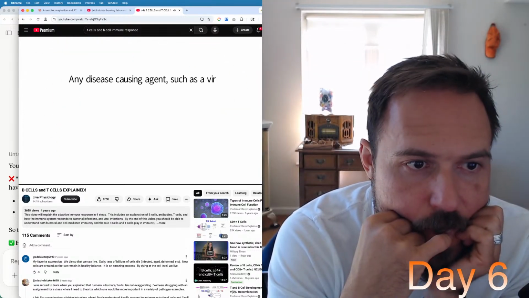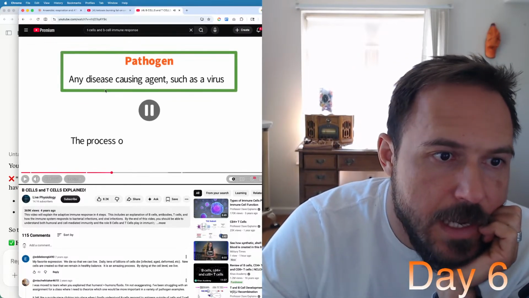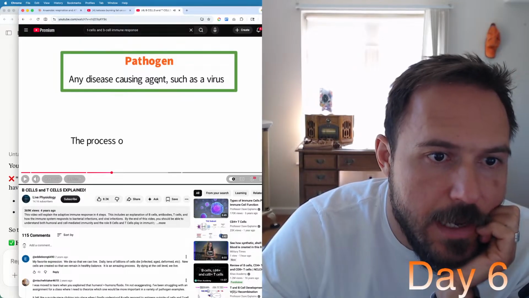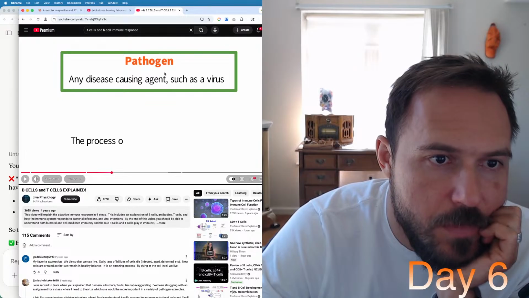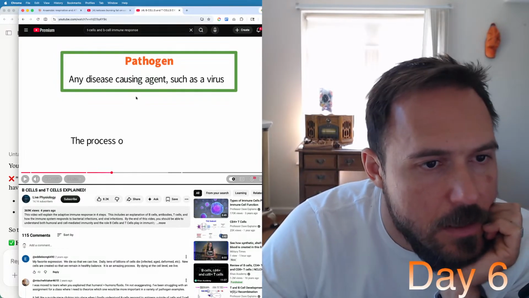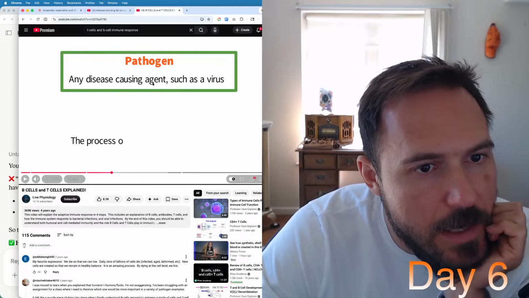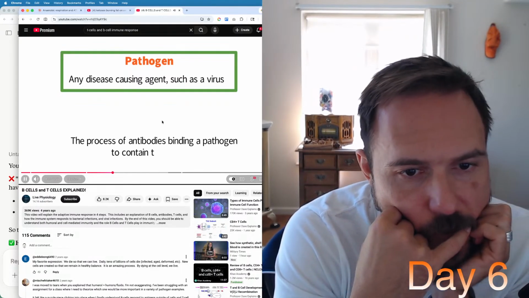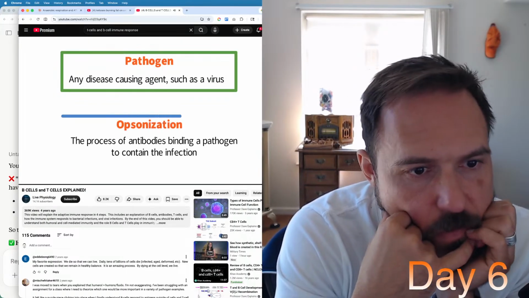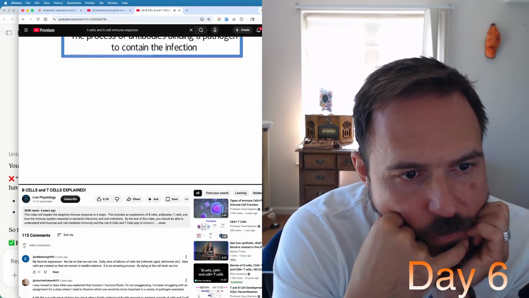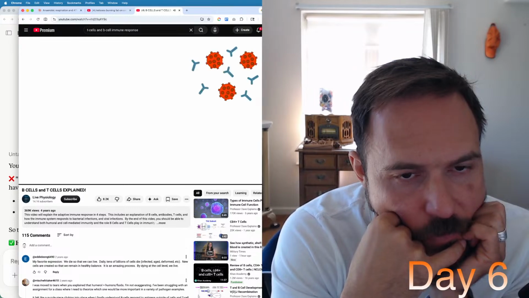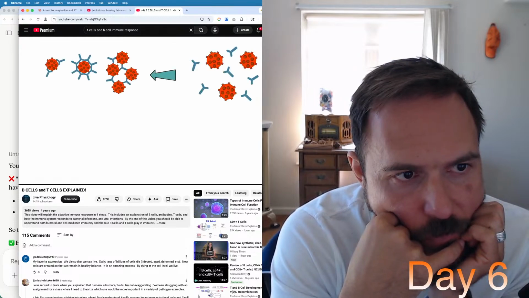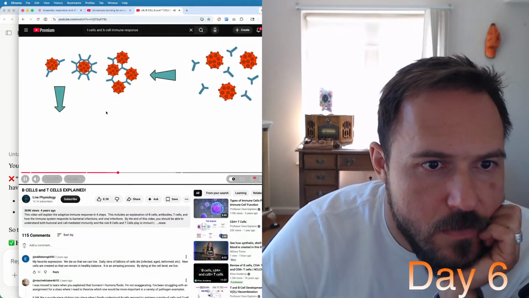Any disease-causing agent, such as a virus, can be referred to as a pathogen. Any disease-causing agent, that's interesting. The process of antibodies binding a pathogen to contain the infection is known as opsonization. Opsonization by antibodies not only prevents the spread of infection, but marks the bacteria or viruses for destruction. Okay.